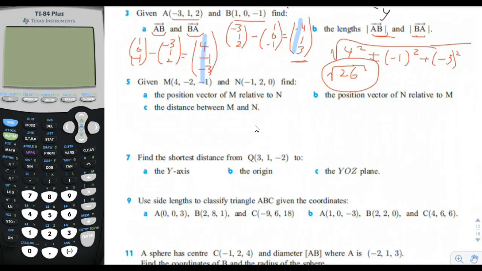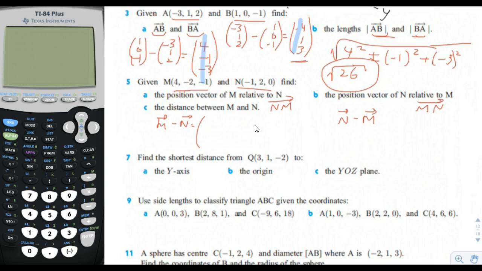Given these two points, M and N, find the position vector M relative to N and the position vector of N relative to M. So the position vector of M relative to N would be the vector NM, and the position vector of N relative to M would be MN. So for NM, we would take the M vector and subtract the N vector. And for MN, we would take the N vector and subtract the M vector. It's kind of confusing because everything's reversed here, so you've got to figure out some way to remember that.